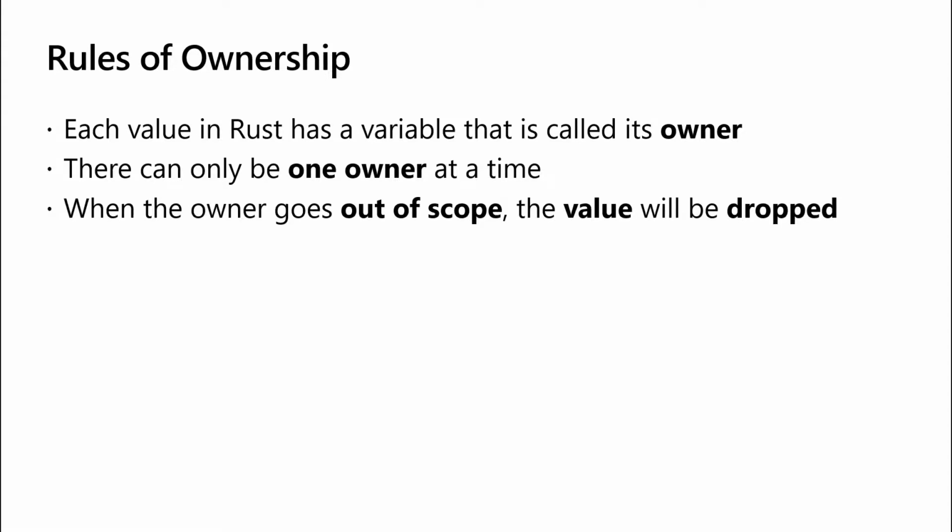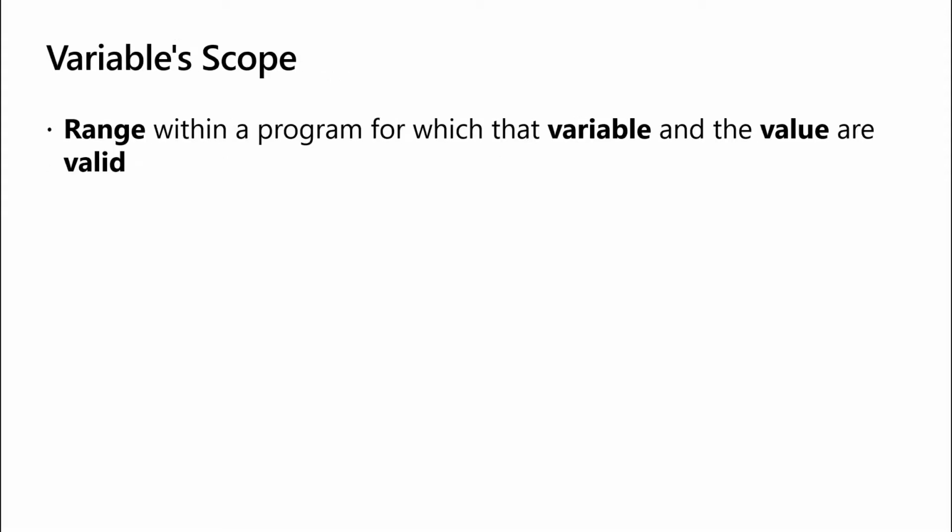To understand this rule, let's go over what we mean by scope in the context of Rust. A variable's scope is the range within a program for which that variable and the value of the variable are valid. And we'll discuss that more in the next video.